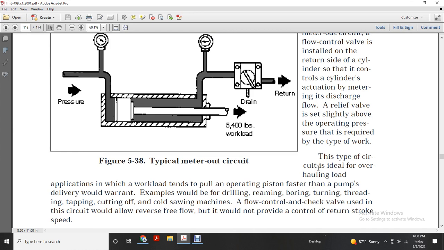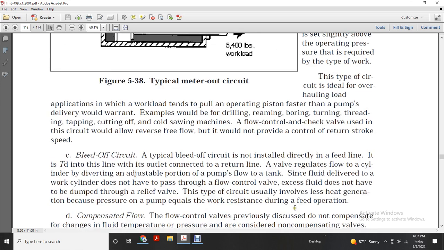This type of circuit is ideal for an overhauling load, where the workload pulls the operating piston faster than the pump can deliver the fluid. Examples would be drilling, reaming, boring, turning, threading, tapping, and cutting off on cold saw machines. A flow control valve with a check valve allows reverse flow, so the return stroke speed is not controlled.